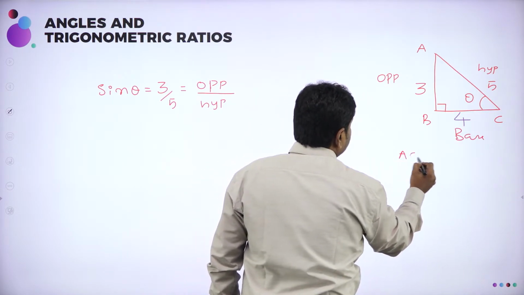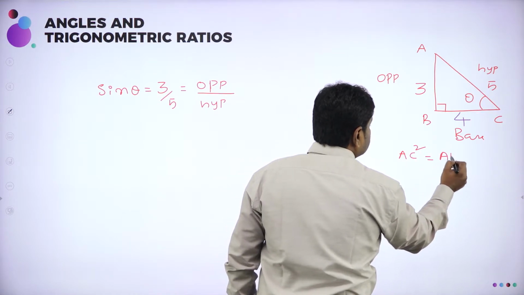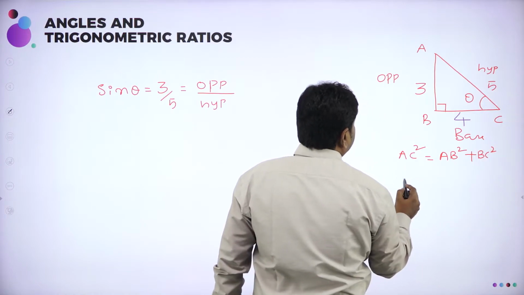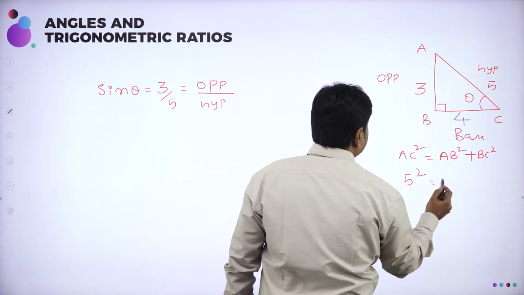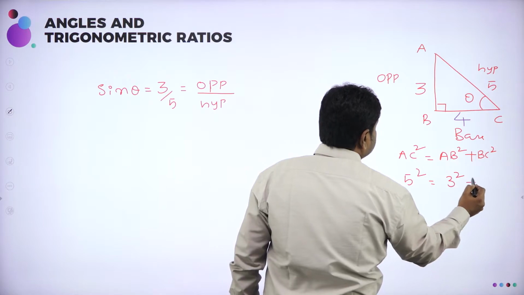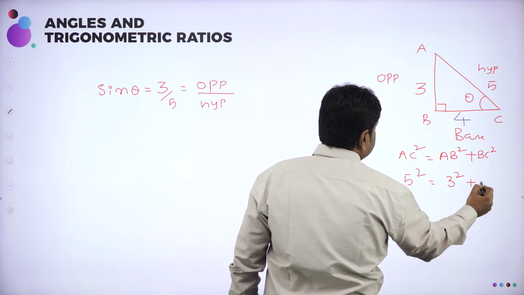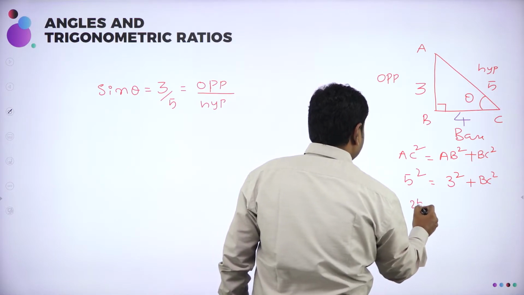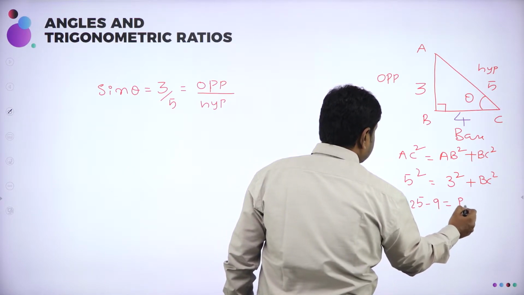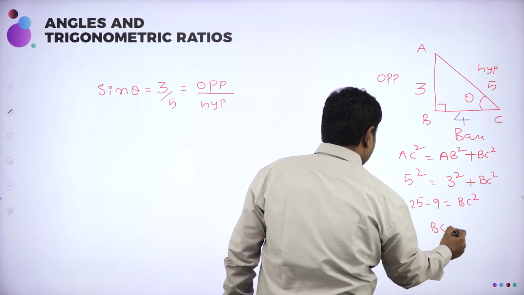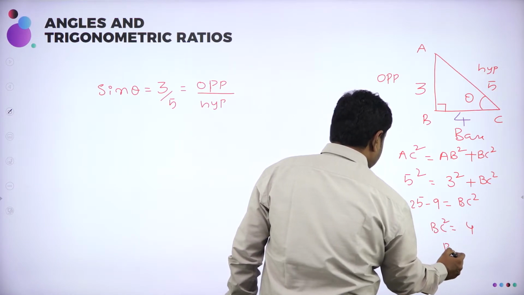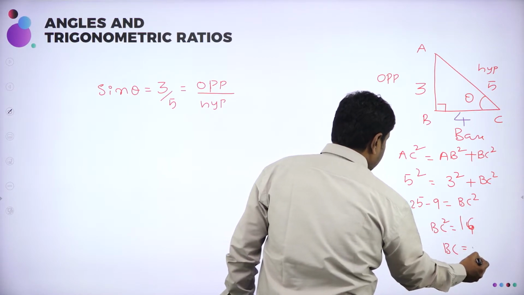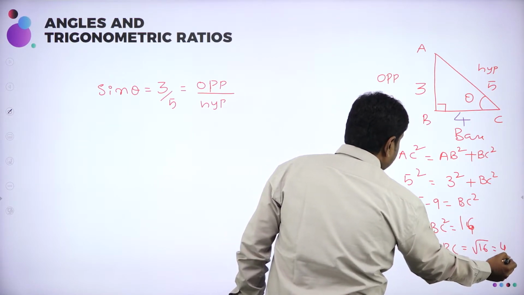So you know AC square is equal to AB square plus BC square. So now rearrange it. What is AC? AC is 5. 5 square is equal to AB, which is 3 square, plus BC square. BC square, we don't know BC, so we need to find it. So rearrange. 25 minus 9 is equal to BC square. BC square is 16, sorry. 25 minus 9, BC is root 16. Root 16 is 4. This is how we'll get it.